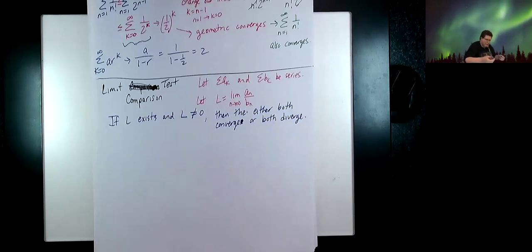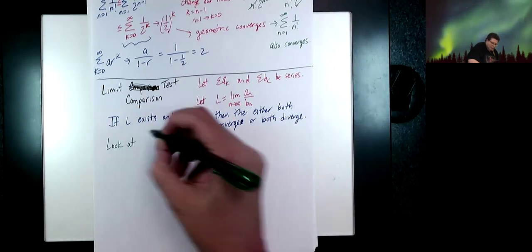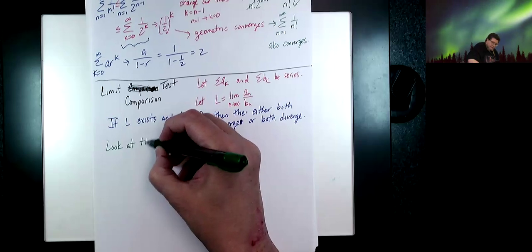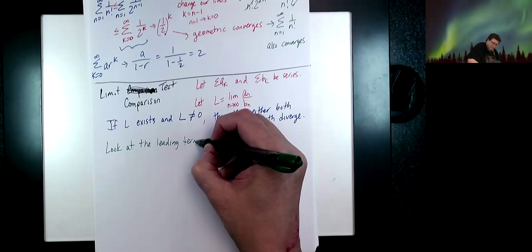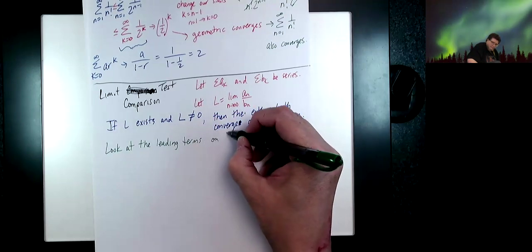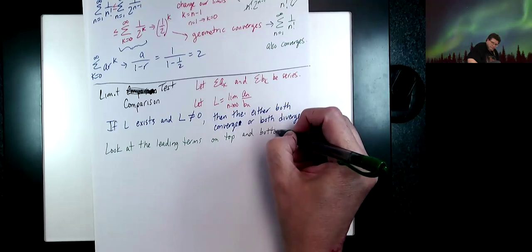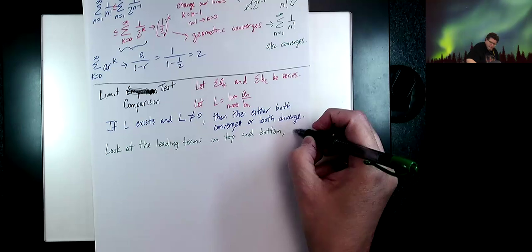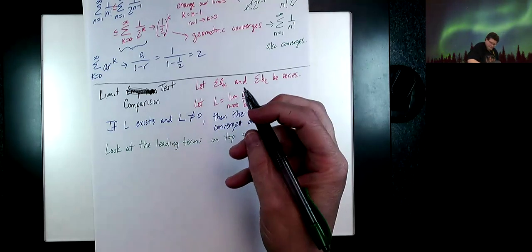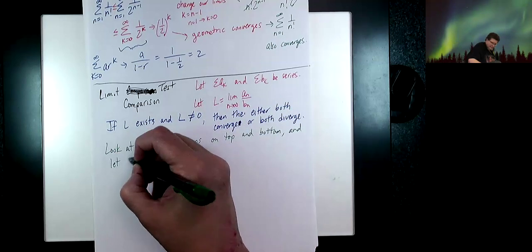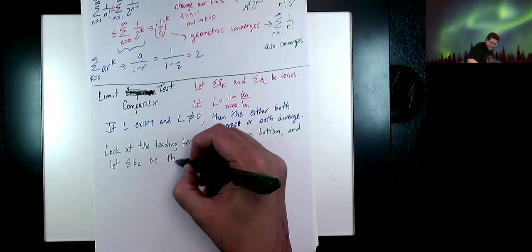And my pro tip on this one is, again, look at the leading coefficients. This is good for polynomials. Not leading coefficients, but leading terms on top and bottom. And let the b sub k be the p series of those terms.